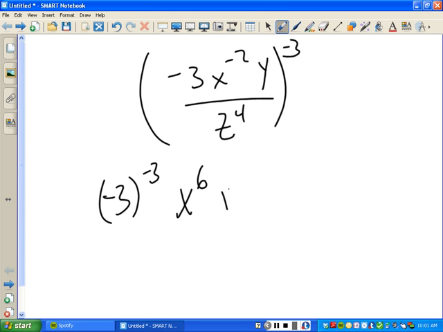X, -2 times -3 is +6. Y to the -3 over Z to the -12. Now, what's the rule about negative exponents?